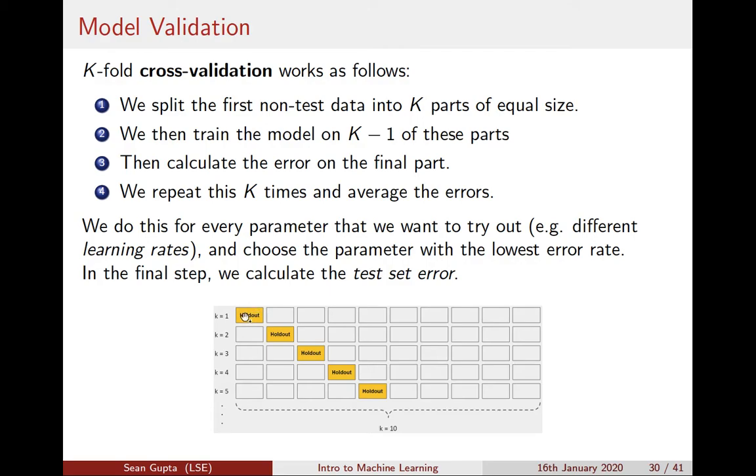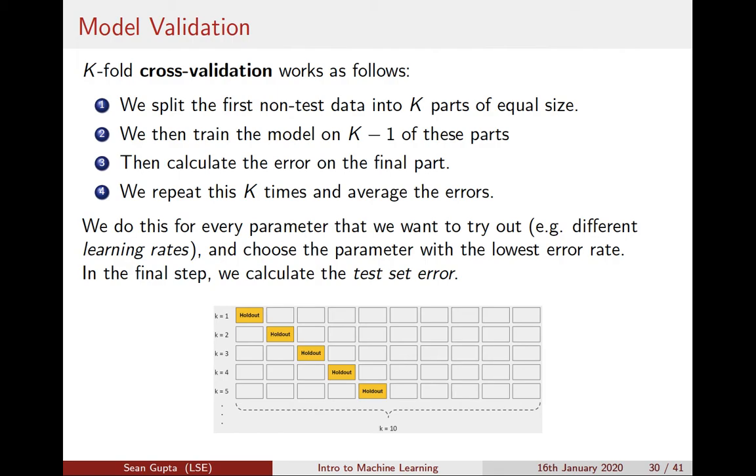You will then do the same thing, but this time the data that you're holding out will be a different block. You will train on these 9 parts of the non-test data, get an error on the held-out set. And you keep cycling through this, you will get 10 errors. You then average all these errors. This will give you cross-validation error for each choice of hyperparameter that you have.